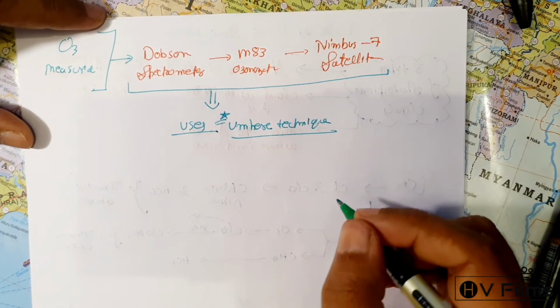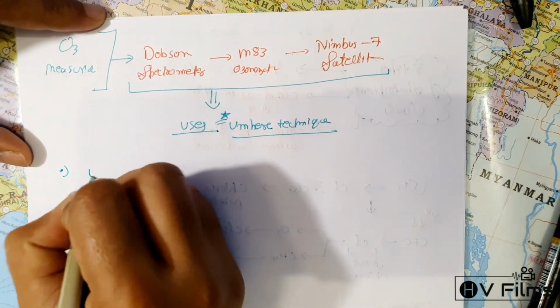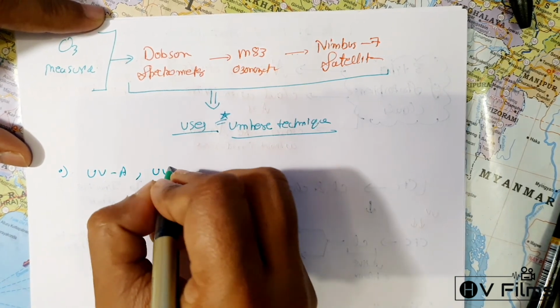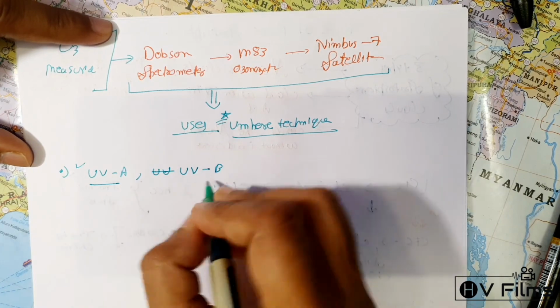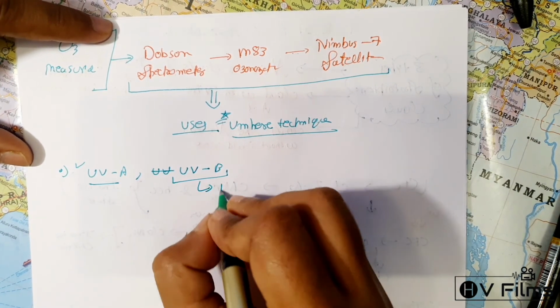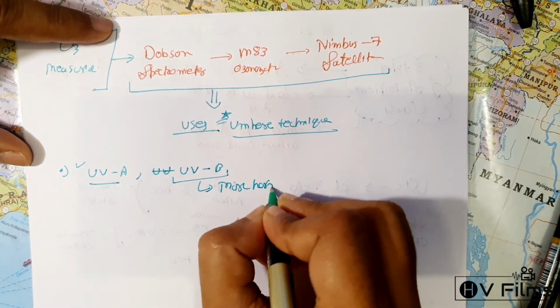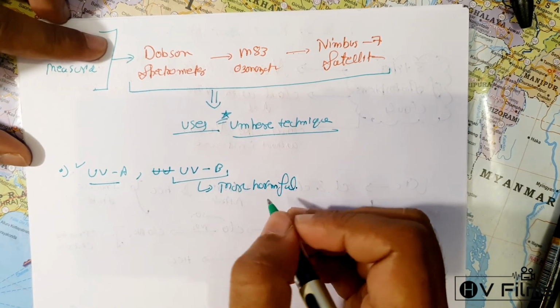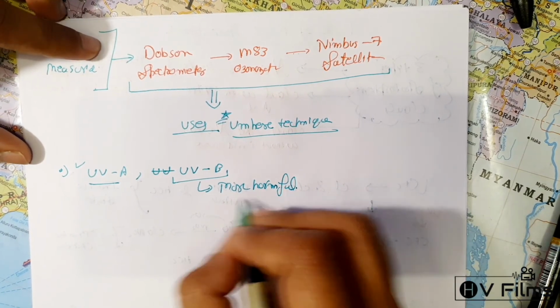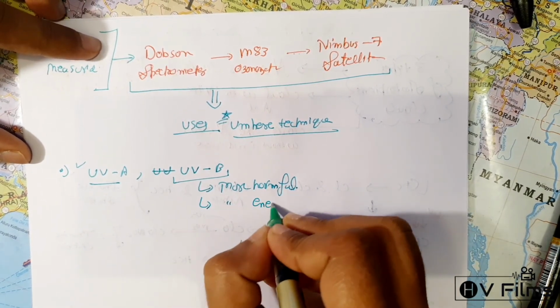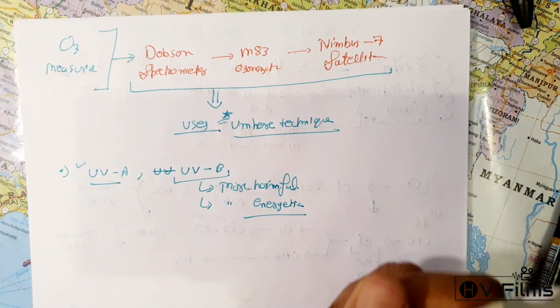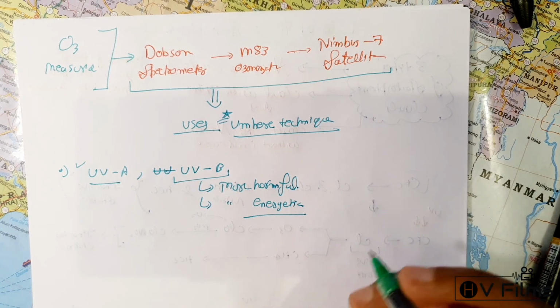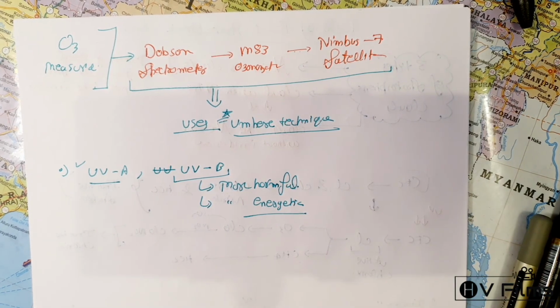And there is one more point. There are two UVs, UVA and UVB. UVA is not as harmful, but UVB is actually more harmful, more dangerous, and more energetic. These are the basic things that you need to remember so that you can directly hit the MCQs. And I think that's it regarding ozone. Let's jump to the next chapter.